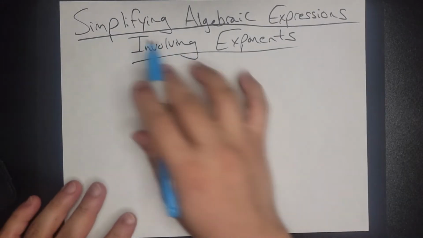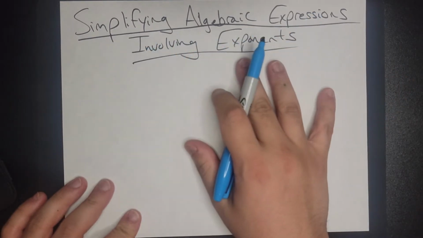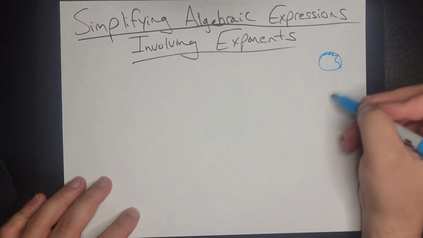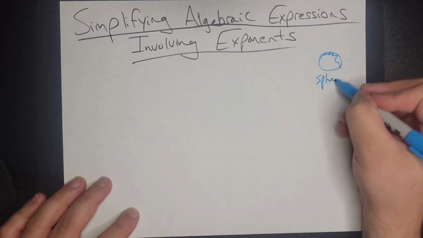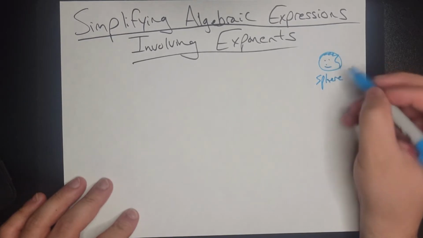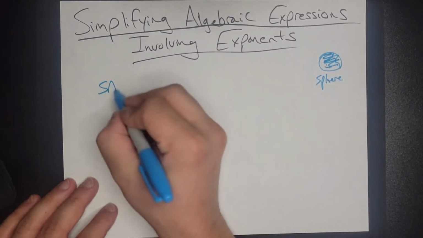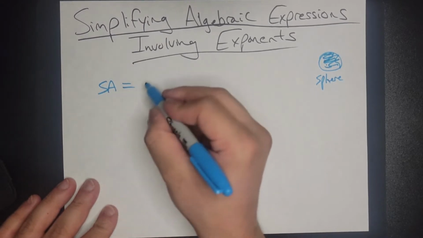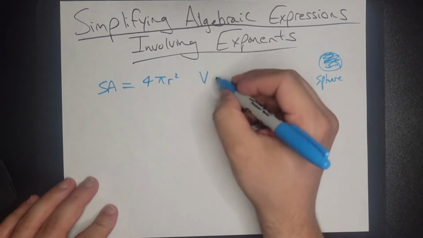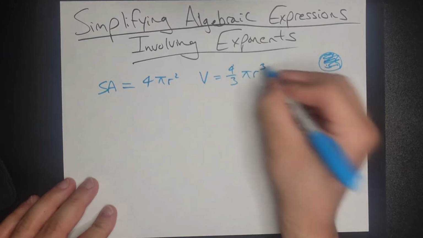Okay, so in this video I'm going to be simplifying algebraic expressions involving exponents. So let's look at a sphere. So let's look at the formulas for a sphere. The surface area of a sphere is 4 pi r squared, and the volume of a sphere is 4 over 3 pi r cubed.